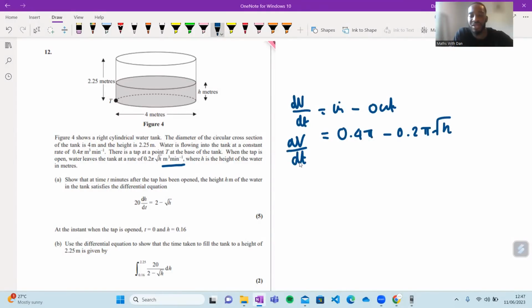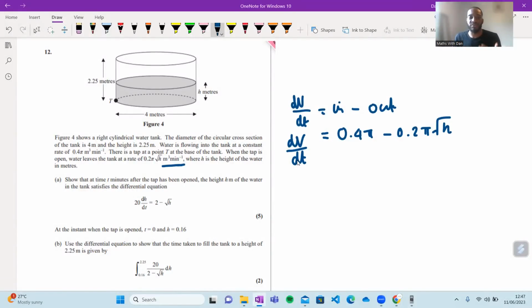Okay. Now, what does this say? It says show that at time t minutes after the tap has been opened, the height h meters of the water in the tank satisfies the differential equation 20 dh dt is equal to 2 minus root h.